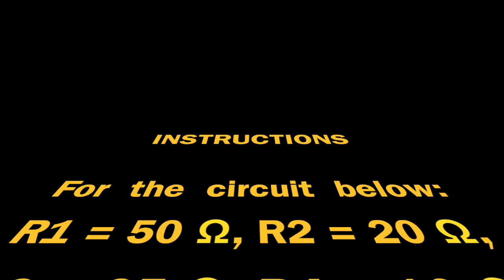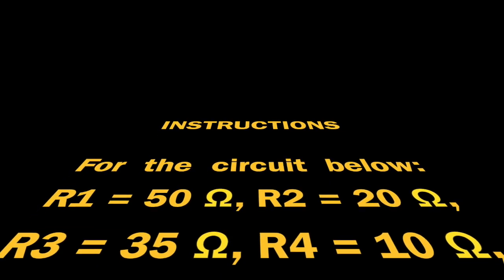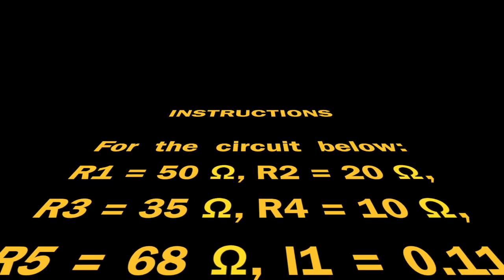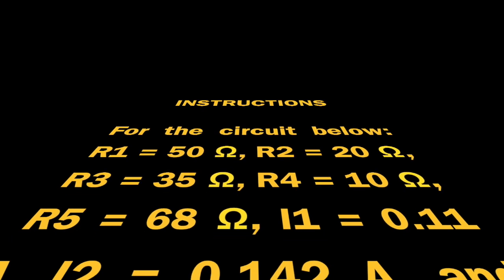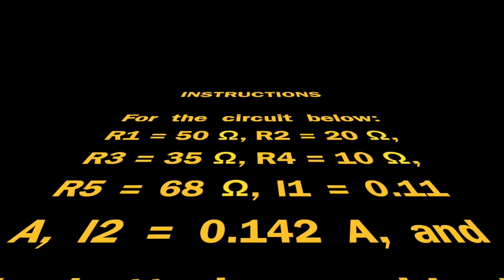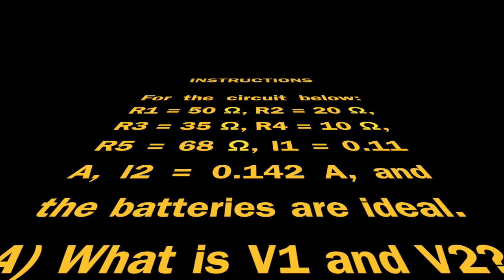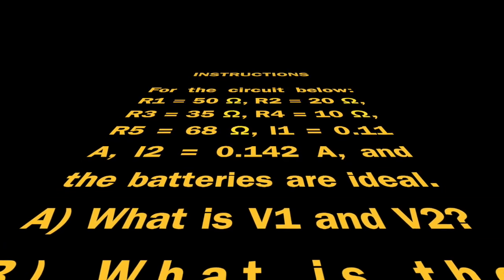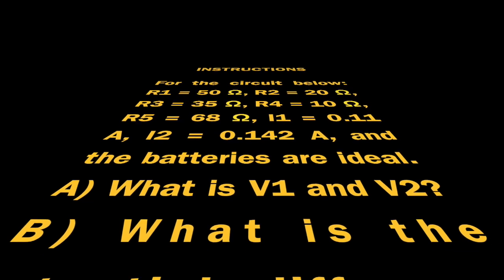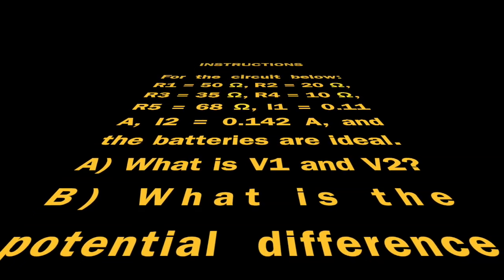Before answering the problem, it is best to read the problem carefully and figure out what the given numbers are and what it wants you to answer. The problem states, for the circuit below, R1 equals 50 ohms, R2 equals 20 ohms, R3 equals 35 ohms, R4 equals 10 ohms, R5 equals 68 ohms, I1 equals 0.11 amps, I2 equals 0.142 amps, and the batteries are ideal.